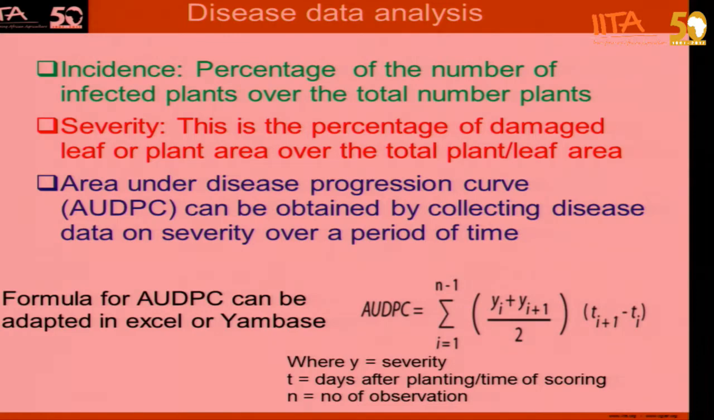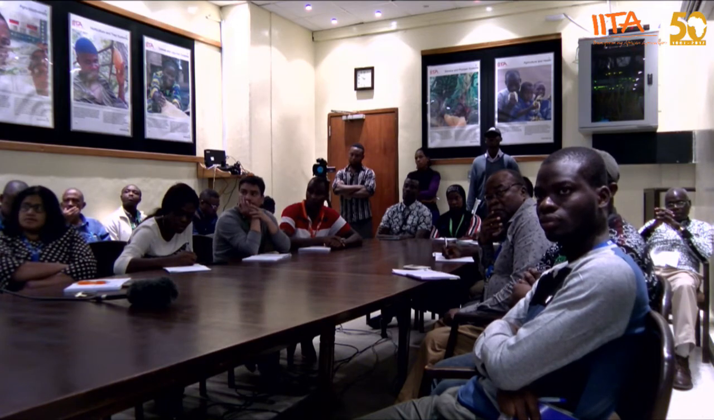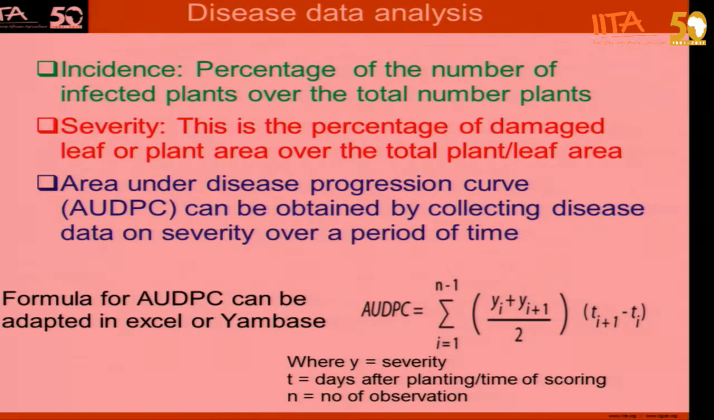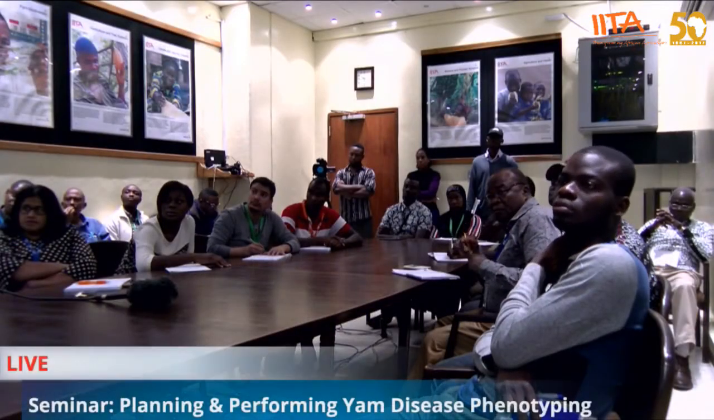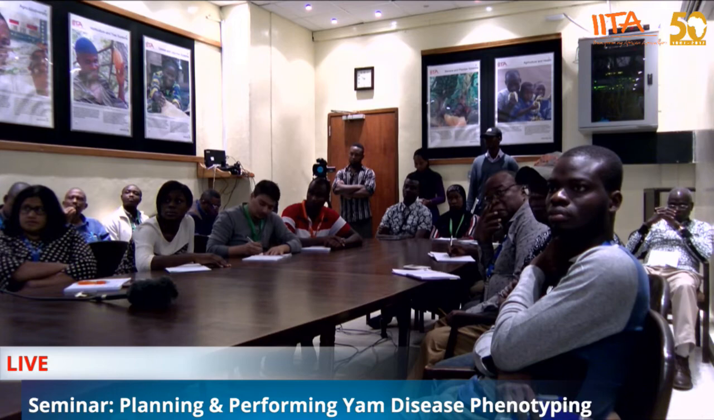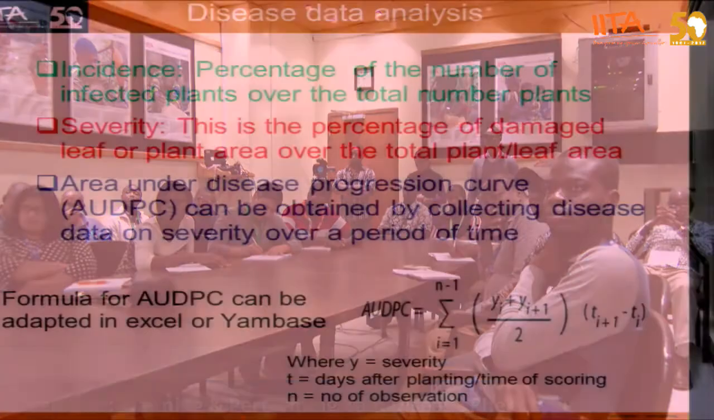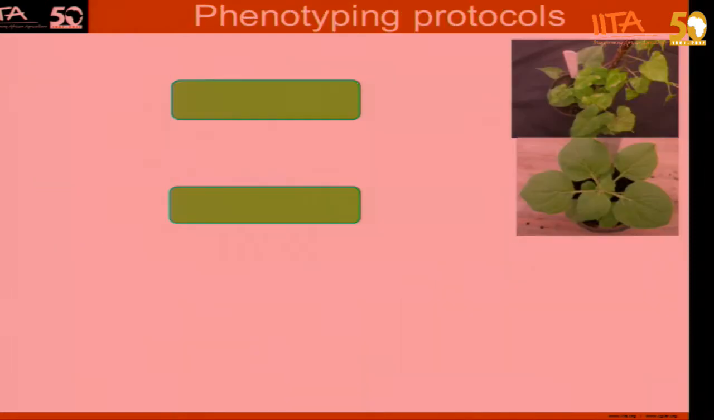For our data analysis, we calculate the incidence as the percentage of the number of infected plants over the total number of plants. And severity is the percentage of the damaged leaf or plant area over the total plant or leaf area. We can also calculate the area under disease progression curve, making use of the data on severity over a period of time. This slide is showing us the formula used to calculate the AUDPC, and this can be adapted in Excel. And we are also working on how to get it into our YAM base so that it can be calculated directly from the YAM base after entering the data.